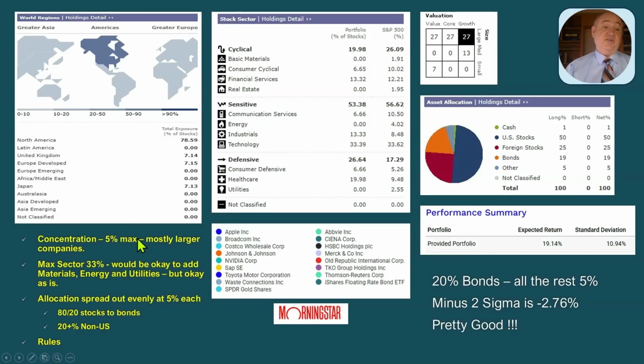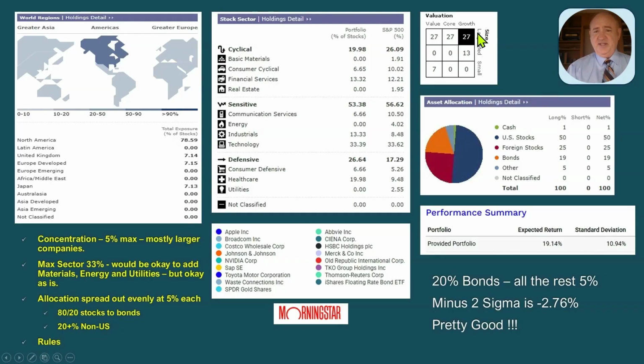I got the concentration down to 5% for all the companies. I got the sector maximum, technology, down to 30%. I did note that materials, energy, and utilities were left out. These could be added. I could add 3 more stocks that cover these 3 areas, which is probably the next step I do. I like the way this one ended up. The numbers are round. I like that. I did end up with a little more than 20% international.